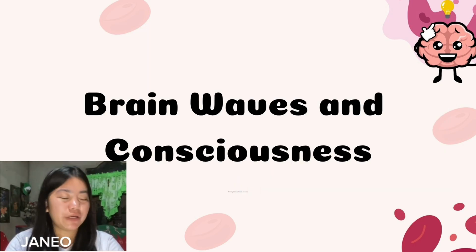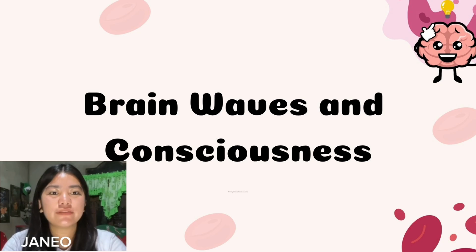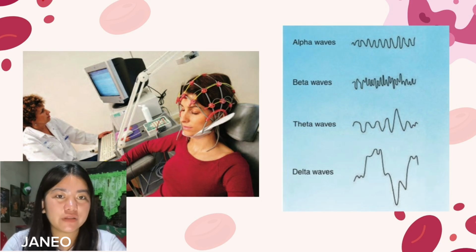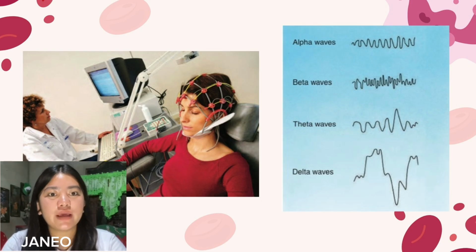So now let's proceed to brainwaves and consciousness. Brain activity can be measured using an EEG, or electroencephalograph, which reveals distinct electrical patterns or brain waves like alpha, beta, theta, and delta that correspond to different states of consciousness. First, we have alpha with a moderate frequency and beta with low amplitude and high frequency. Third is theta with a low frequency and higher amplitude, and lastly delta with the highest amplitude and lowest frequency.